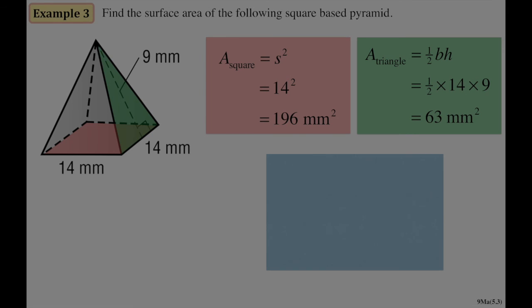Well, that means my total surface area is going to be the area of my square base plus 4 lots of the area of my triangle, because there are 4 triangles around the outside. So it's just 196 plus 4 lots of 63, which is 448 square millimetres. And that's how we find the surface area of square-based pyramids.